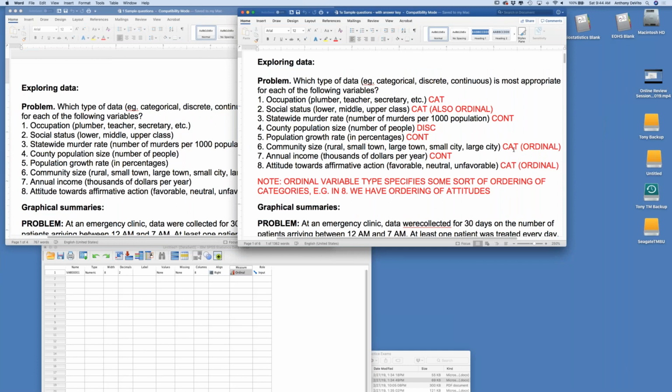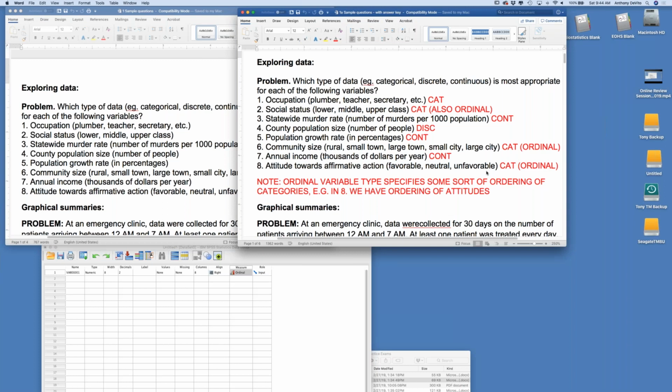Community size, again, we already talked about that. It's categorical, but more properly described as ordinal because it does have order. Annual income, that could be $30,523. That's a continuous scale pretty clearly. And attitude, so there's affirmative action, favorable, neutral, unfavorable. Those are categories. But again, let's see.